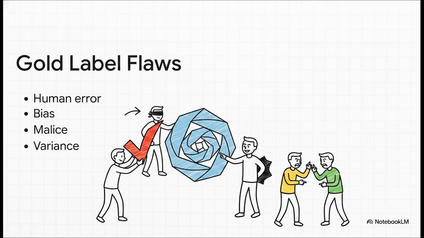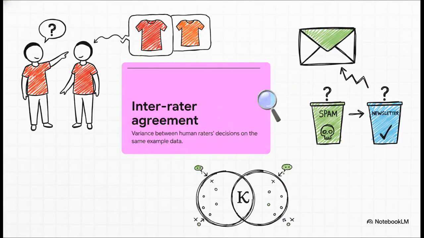You have to watch out for vulnerabilities like human error, unconscious assumptions, malicious intent, or even just simple disagreement between people. These datasets require intense, rigorous scrubbing before they ever get anywhere near a model. Actually, any two human beings might label the exact same data point entirely differently. I mean, is that an orange shirt or a red shirt?